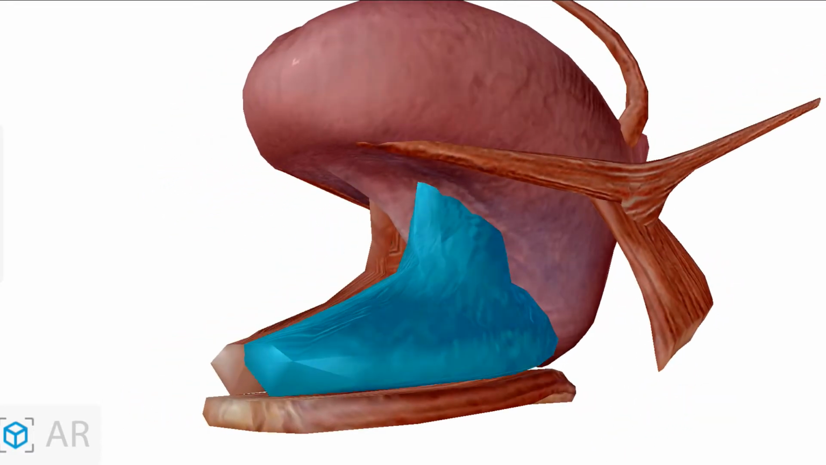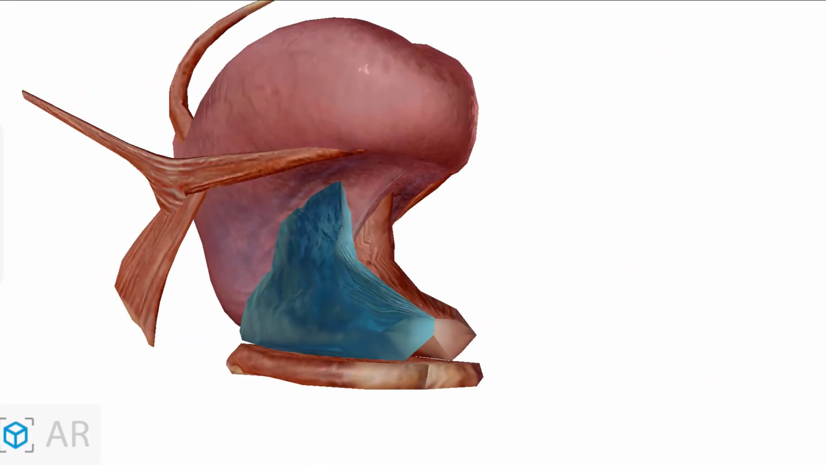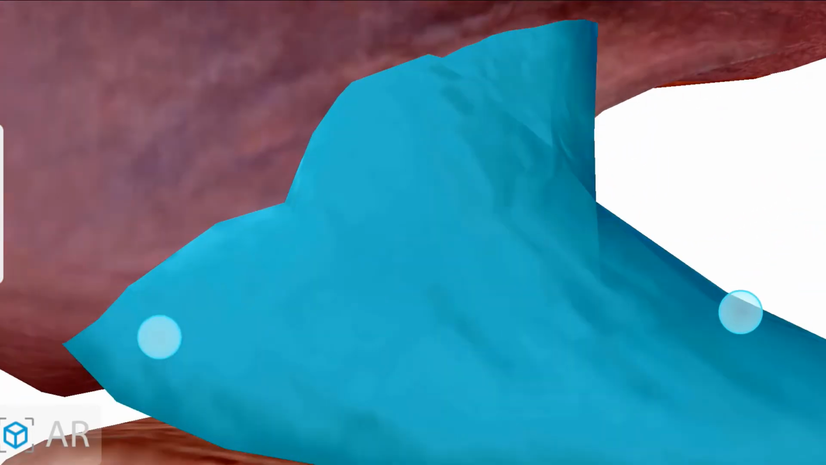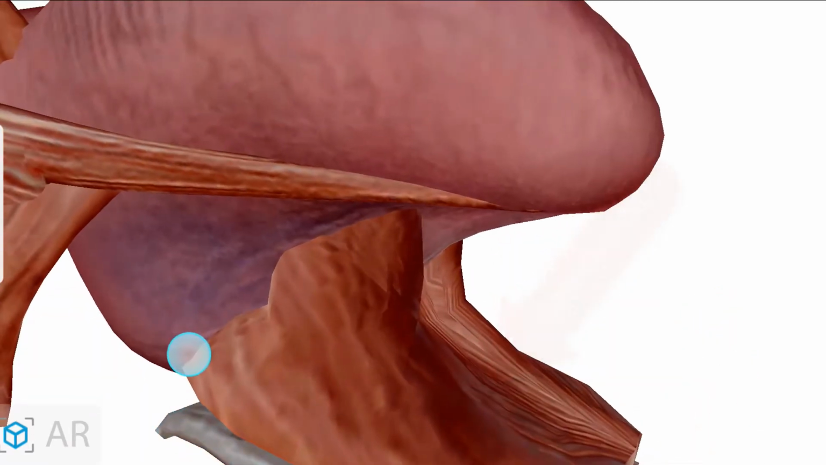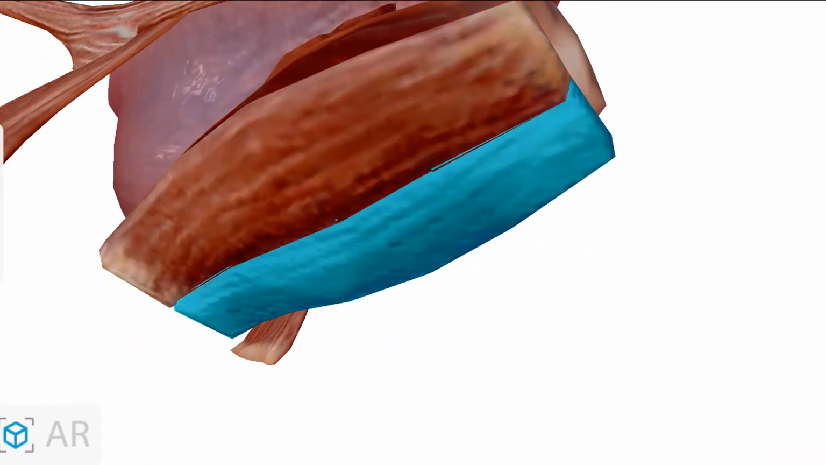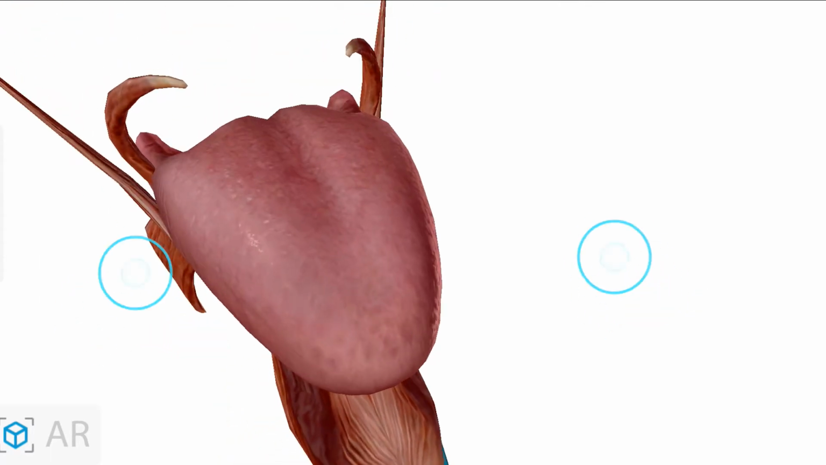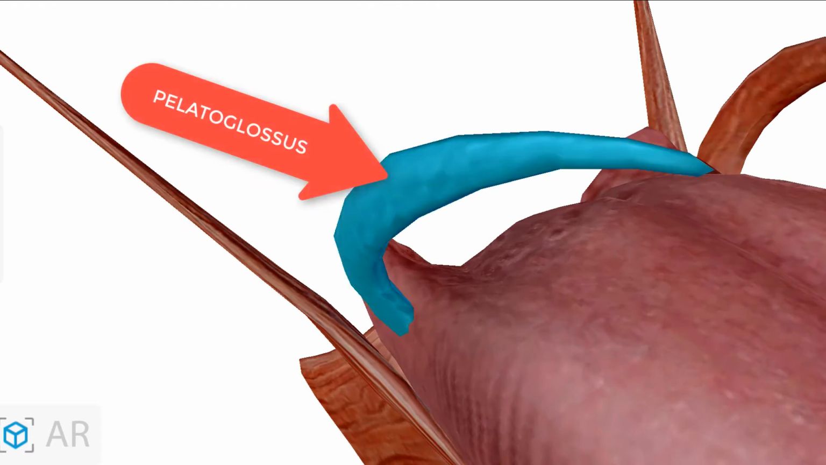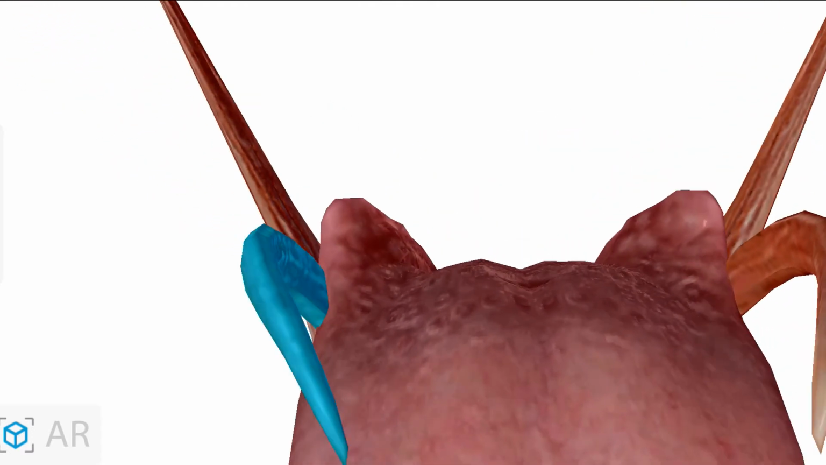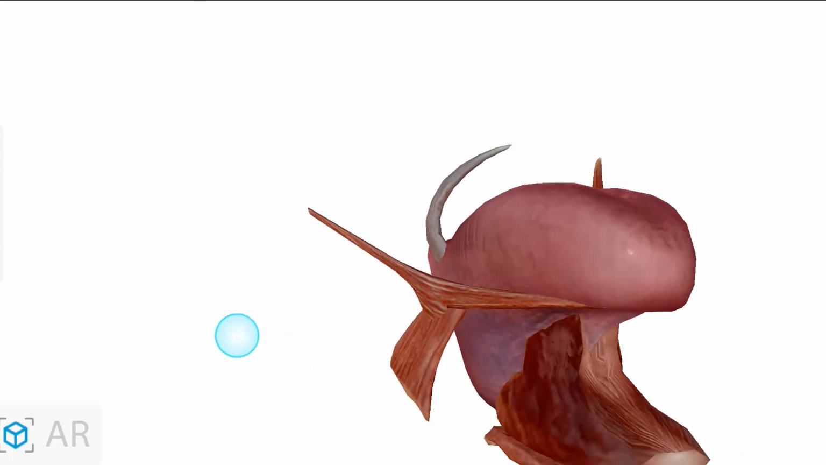And this is the genioglossus muscle, and the lowest one is the geniohyoid muscle. And one more is there, that is this one. This is the palatoglossus muscle.